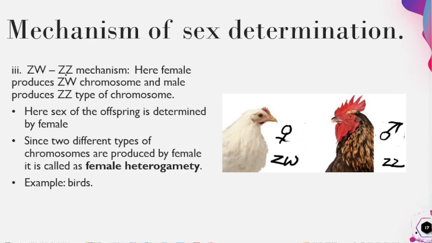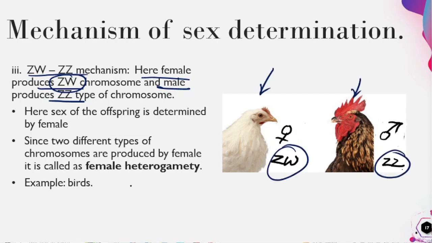This is the ZW-ZZ mechanism. This is a little bit different type of mechanism. Till now we studied that male has two different types of chromosome and female has only one pair of the same chromosome. Here the female is producing two different types of chromosome. See, ZW is produced by the female and the male is producing ZZ type. So this one is male, and this one is female. The male is producing ZZ type and the female is producing ZW type.